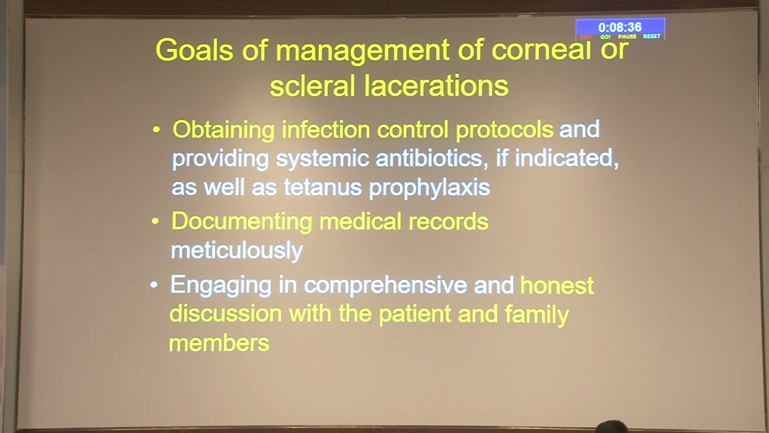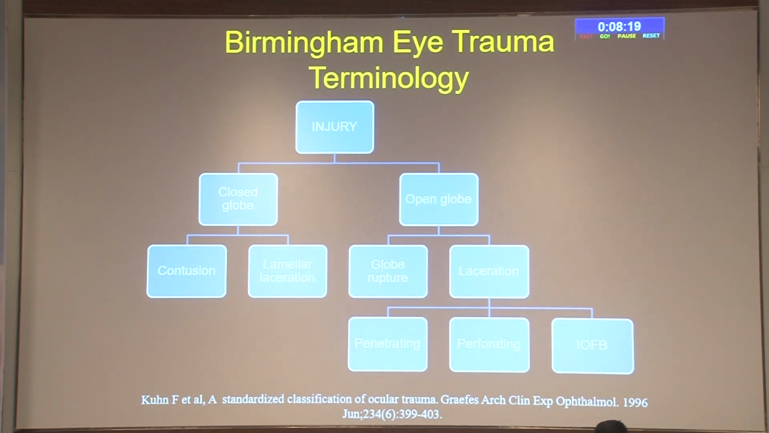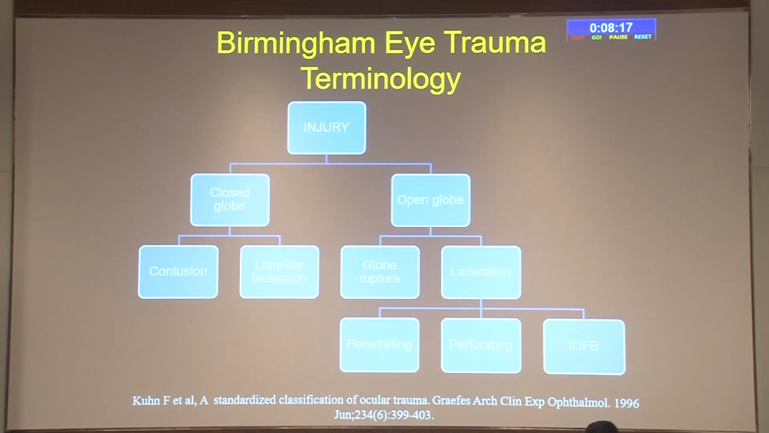As you know, the Birmingham Eye Trauma Terminology is a well-established classification of injury. According to this, you come across the closed globe injury or open globe injury. Closed globe injury is an injury where the ocular tunics are not involved, so it can be only contusion or lamellar lacerations. Open globe is again classified into globe rupture and laceration, where the ocular tunics are ruptured. Laceration covers penetrating injury with a single entry wound, perforating injury with an entry and exit wound, and intraocular foreign body retained in the wound or inside the eye.